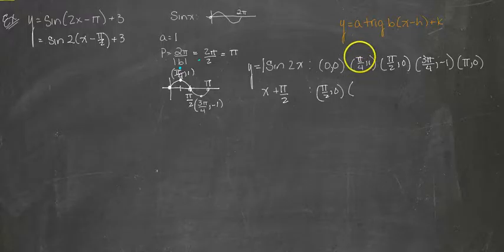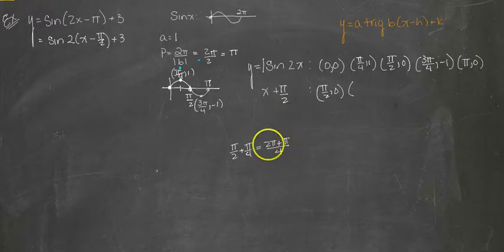This point will move pi over 4 plus pi over 2. Might need a little scratch work. So that's 2 pi plus pi over 4, 3 pi over 4. And you may not have to do scratch work. I'm just showing you that it's as easy to do as it's not. Just to put it in there.